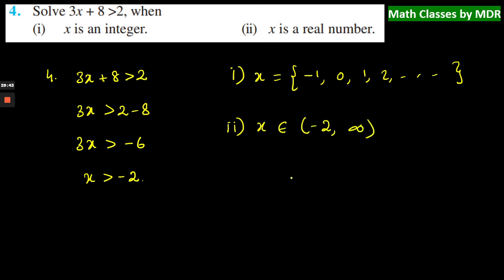Open brackets mean not included, closed means included. When it is greater than or equal to minus 2, then it will be included, right? I hope you got it.